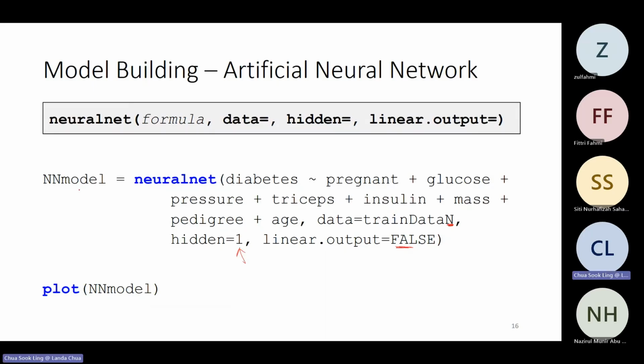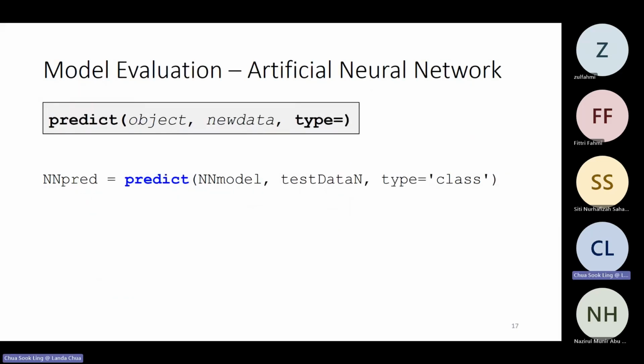And then how to plot this neural network model? I call it NN in short. So just use plot and then we can see the neural network. Okay, this is the neural network. Then of course, same thing like what we see in decision tree, predict, put in the model, put in the test data in the normalized form, and then put in the class because we are doing classification. And this is what we are going to do for the artificial neural network.